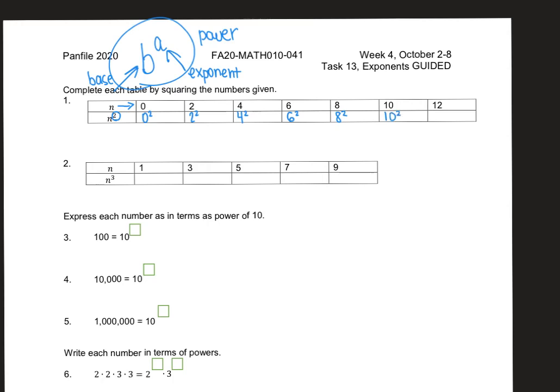Now, if they wanted us to evaluate, then we would say 0 times 0, 2 times 2, 4 times 4, 6 times 6, 8 times 8, 10 times 10, and 12 times 12. Because really what you're saying is you have the base that many times. The base is what you have. The exponent is how many times.